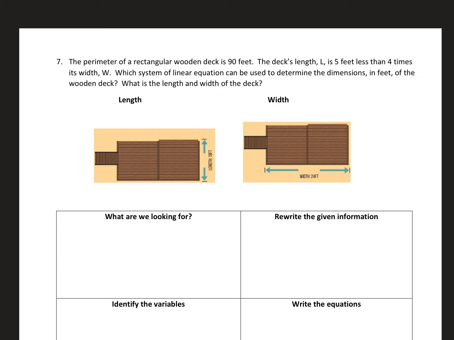The next thing we always do is identify our variables and use them to write our equation, or in this case, system of equations. The 5-box method actually has 4 different boxes related to this step. First, we ask ourselves, what are we looking for? Well, here we are looking for the dimensions in feet of the wooden deck. So we want to find the length and width.